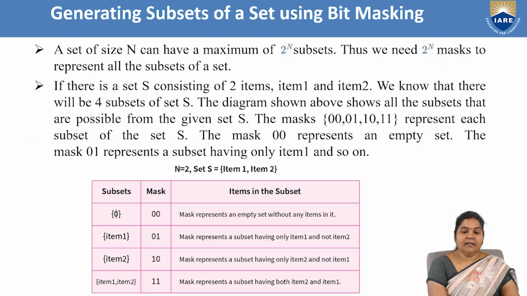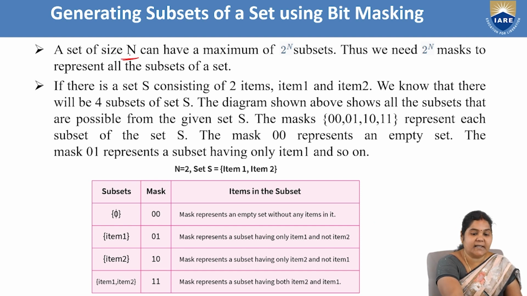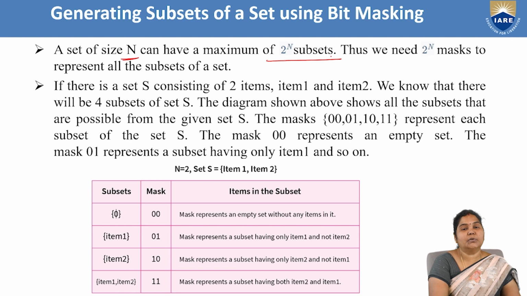used in programming. Now, we have discussed how to generate the subsets of a set using the bit masking concept. So if you have a set of size n, then you will get a maximum of 2 to the power of n subsets. So we have to create 2 to the power of n masks or binary numbers to represent all the subsets of a set. Okay.